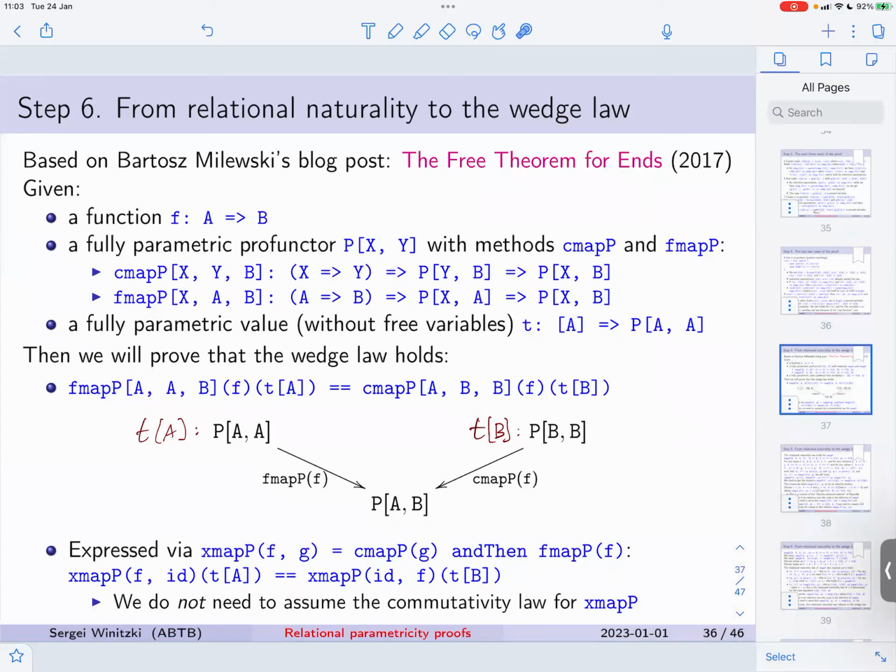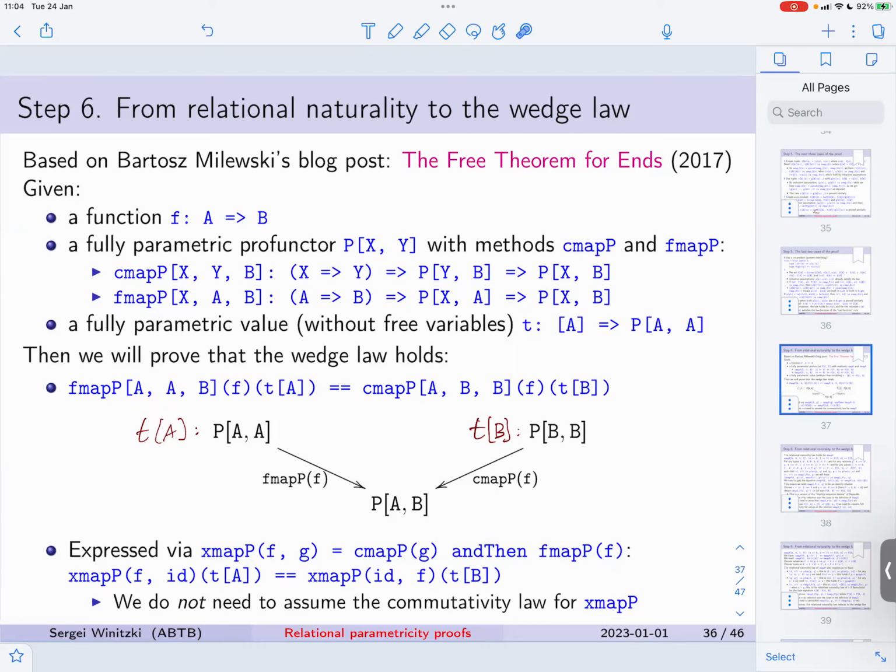So how do we prove that this equation holds? Well, we use the relational naturality law, but it's not easy to use it at this point because we have two different functions. So the relational naturality law is a law saying that the same function with different type parameters satisfies the law, but we don't have the same function. So we need to make them the same function. And the way to do that is to go to this cross-map function.